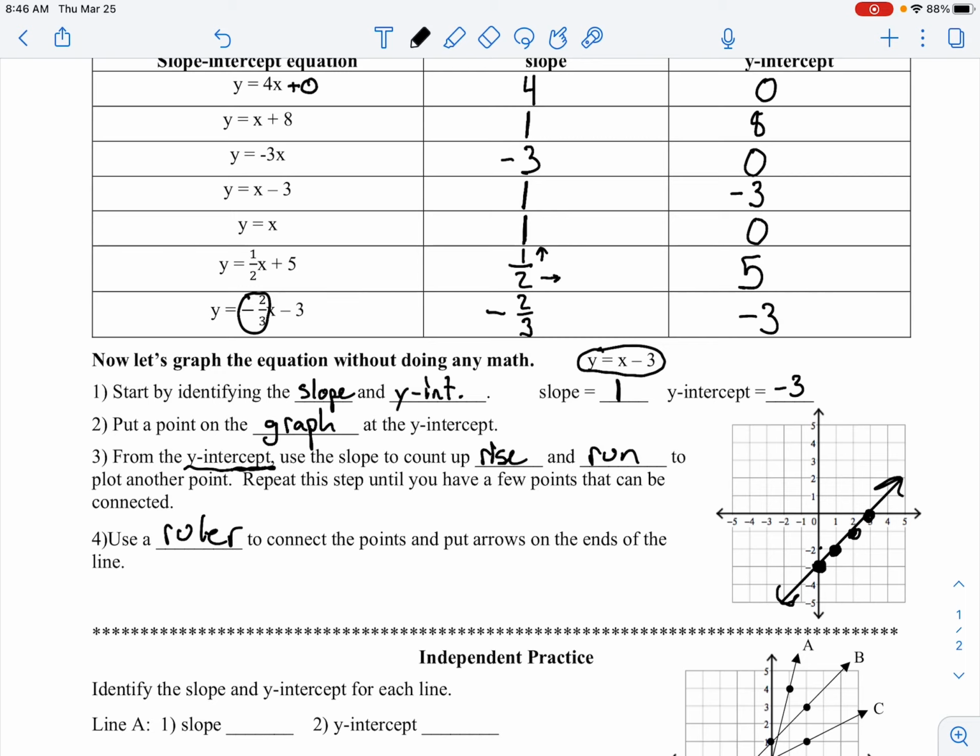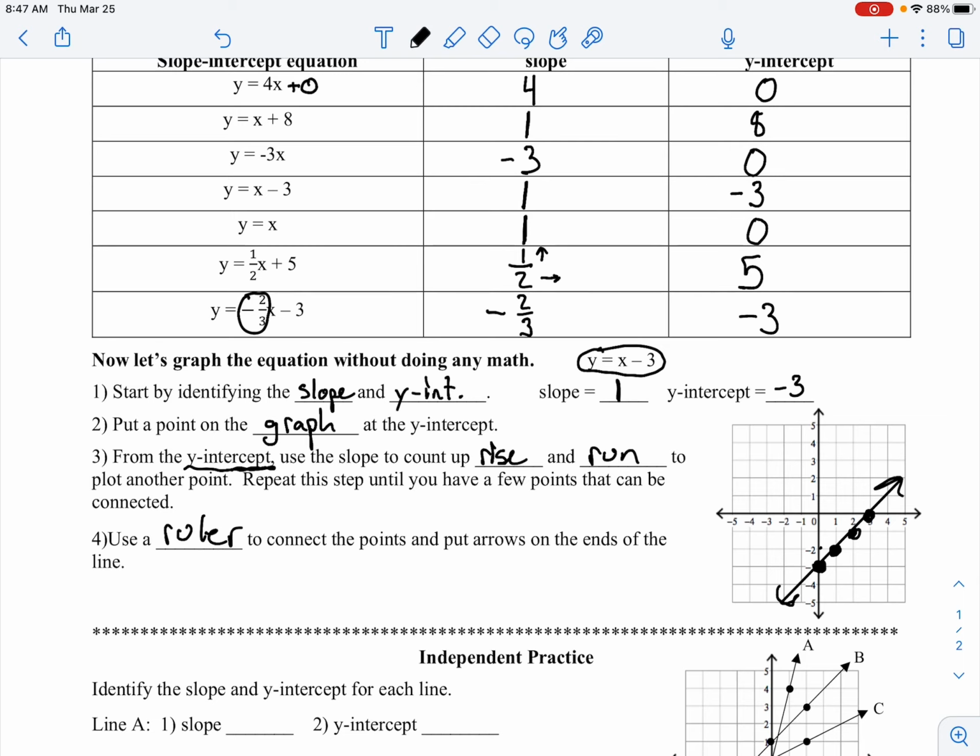Be sure that you're counting up your rise and doing that first. So rise is up and run is to the right. Or if you have a negative number, rise could be down too. So we could have negative rise for a negative slope. All right, so it's really that simple. So just start by finding your slope and y-intercept for the equation. Then we want to plot the y-intercept first, and then plot new points by using our rise and run.